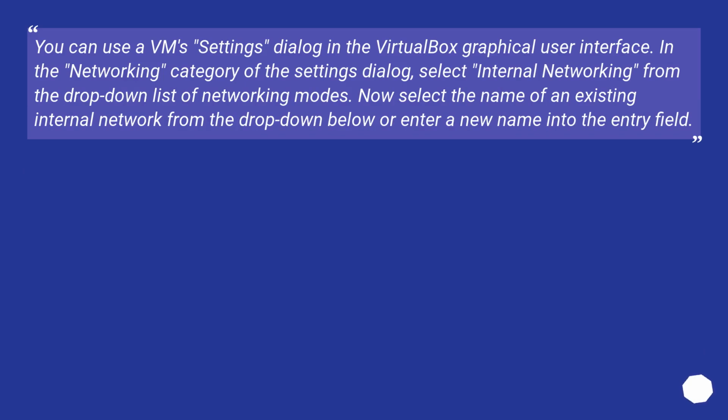You can use a VM settings dialog in the VirtualBox graphical user interface. In the networking category of the settings dialog, select internal networking from the drop-down list of networking modes. Now select the name of an existing internal network from the drop-down below or enter a new name into the entry field.